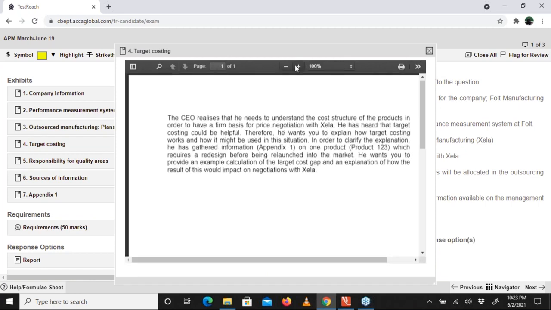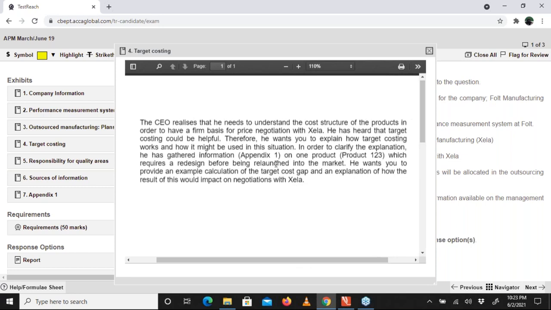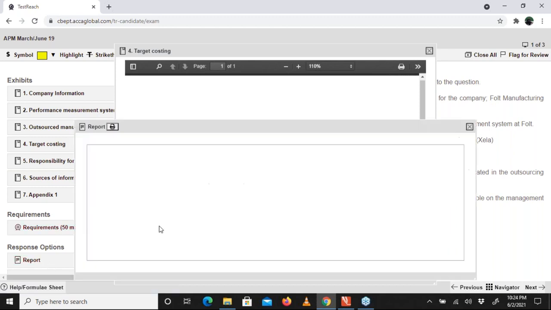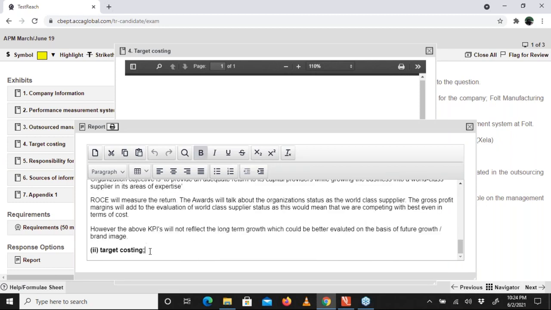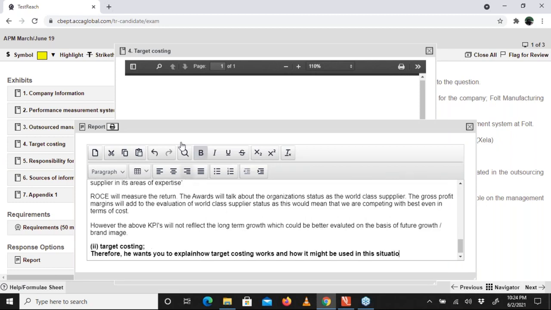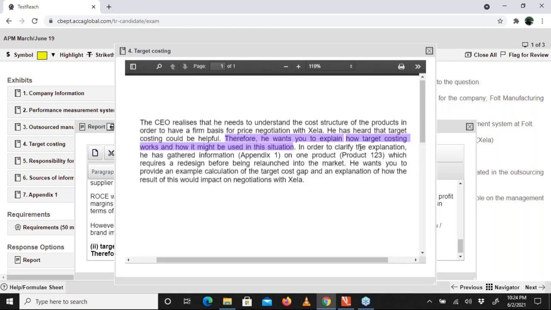Okay, so basically the CEO wants you to explain how target costing works and how it may be used in this situation. In order to clarify the explanation, he has gathered information on one product which requires a redesign before being relaunched onto the market. He wants you to provide an example calculation of the target cost gap, and an explanation of how the result of this would impact on negotiation with Zella.